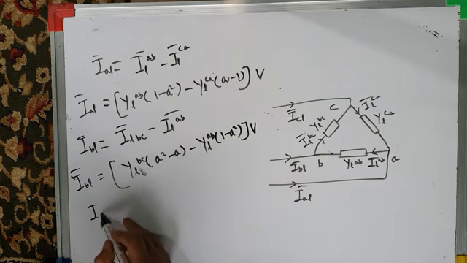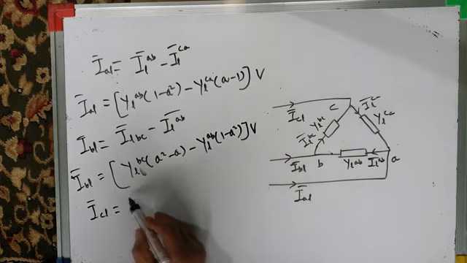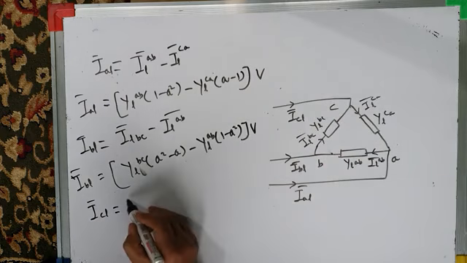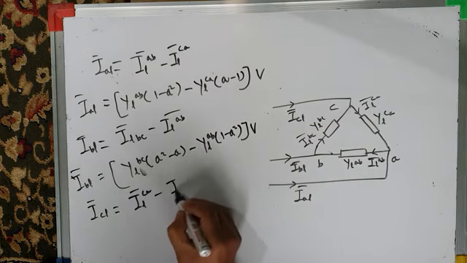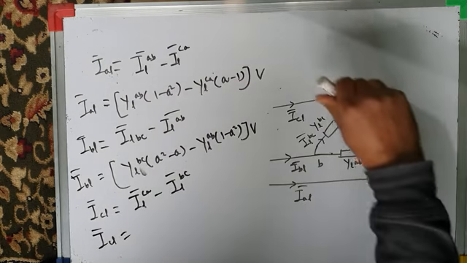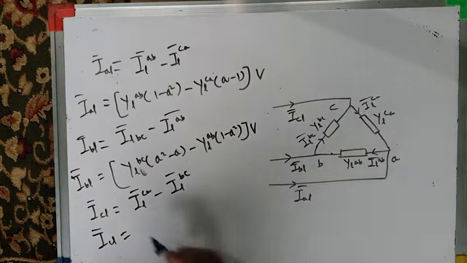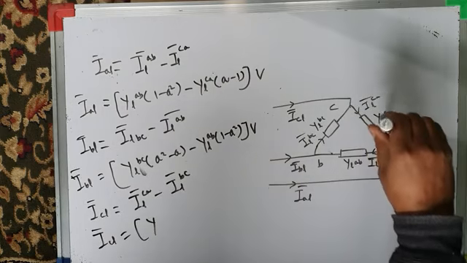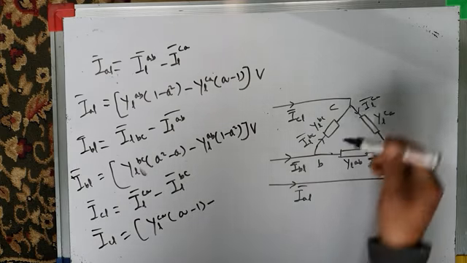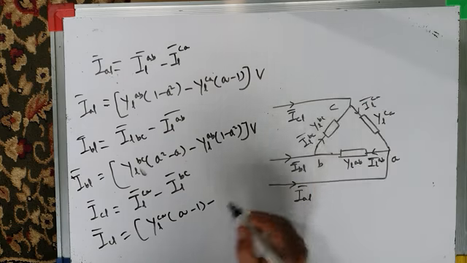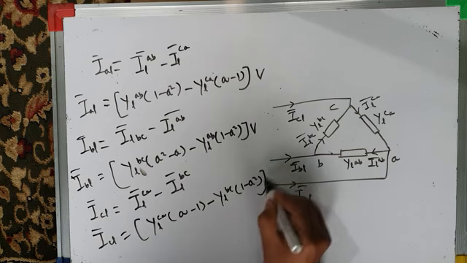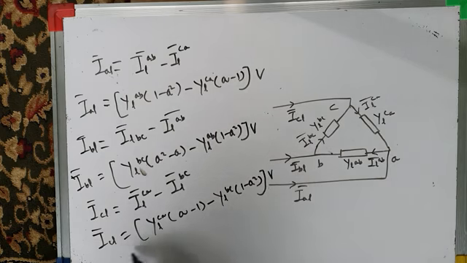Now we have to find line current ICL in terms of phase currents. What is this ICL equal to? It is ILCA minus ILBC. ILCA flows through the admittance YLCA, so it is YLCA times (A minus 1), minus ILBC, which flows through the admittance YLBC into (1 minus A square), the whole multiplied by V. So this will give line current ICL.